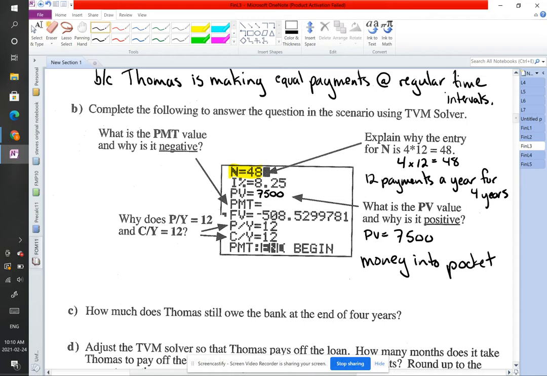And then our payment, what is the payment value and why is it negative? Well, how much money is he making for each of his payments? Well, he's making payments of $175, and it's negative because it's money out of pocket. He's paying it back to the bank.